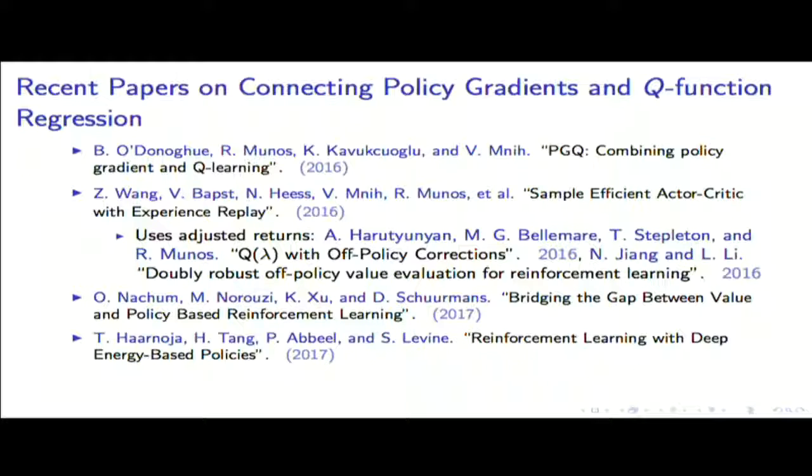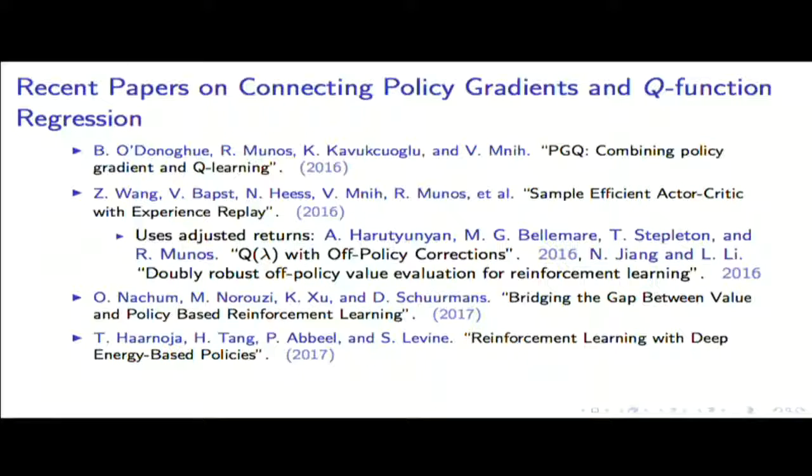So that's one nice idea. I guess the way they're connecting policy gradients and Q function regression here is just that they're using experience replay to learn a Q function and then plug that into a policy gradient method. Let's see. There's another couple of recent papers on this idea.